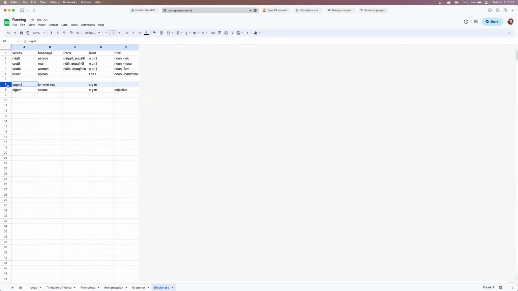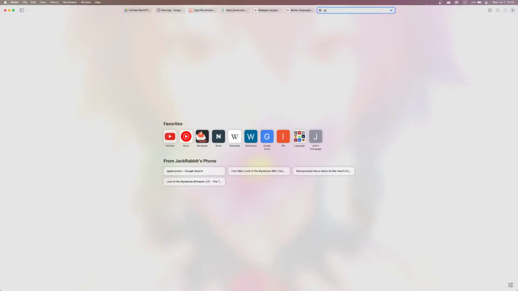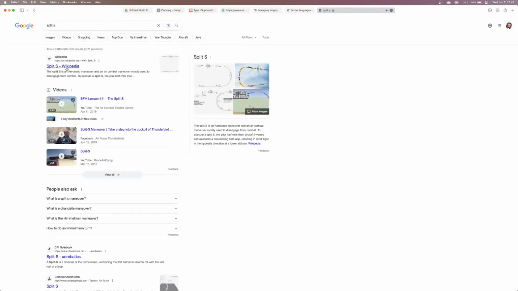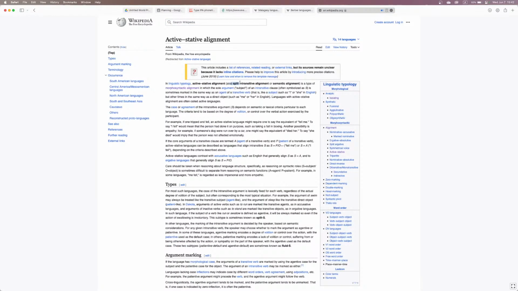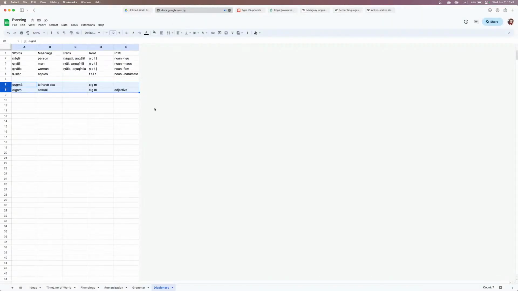I think we're going to need to have... should I make the language split S? Verbalize split S. That's active state of language. No, that wouldn't work with the structure we have currently.